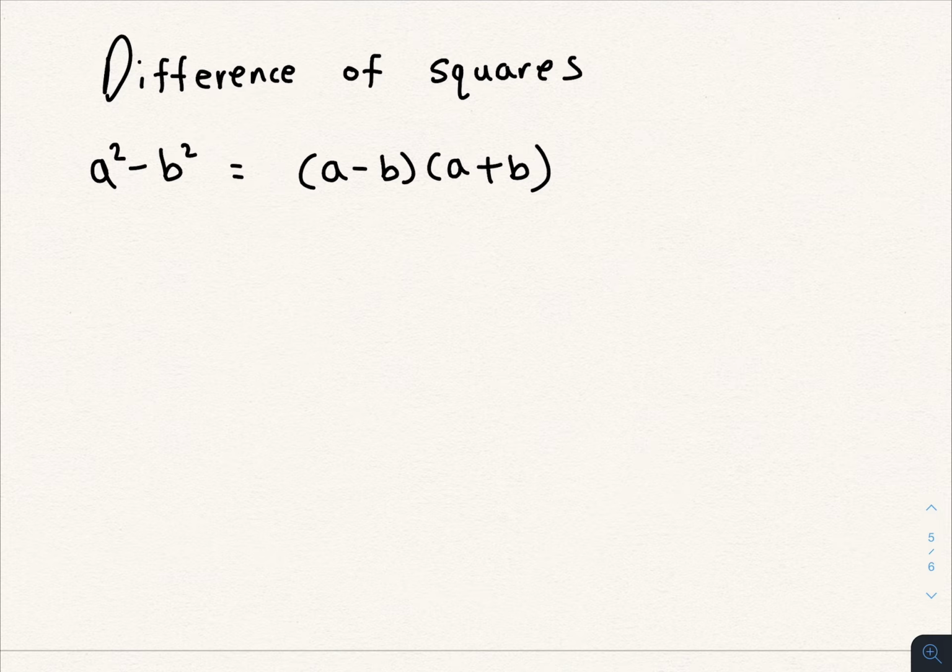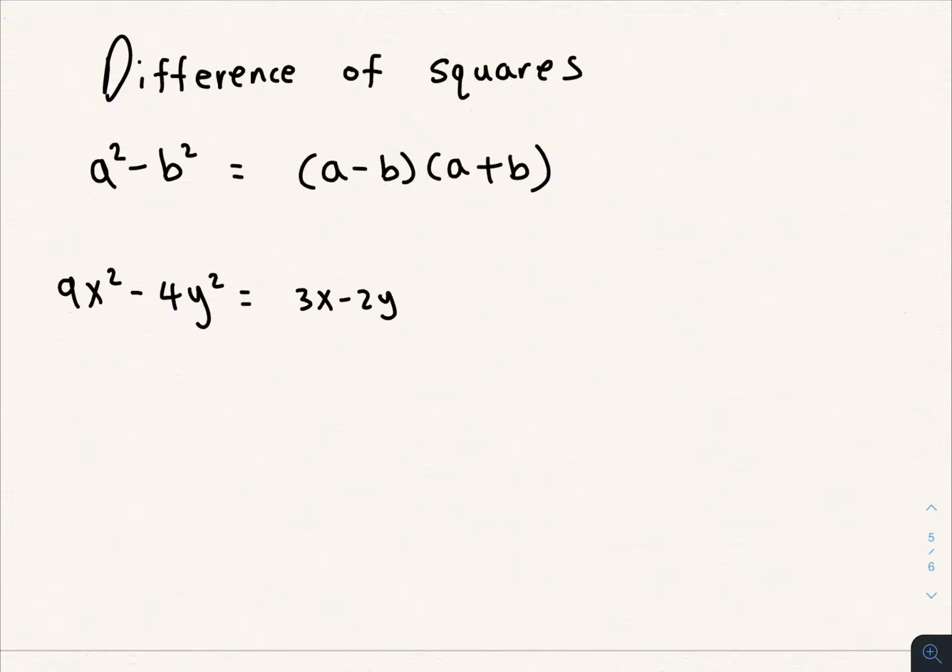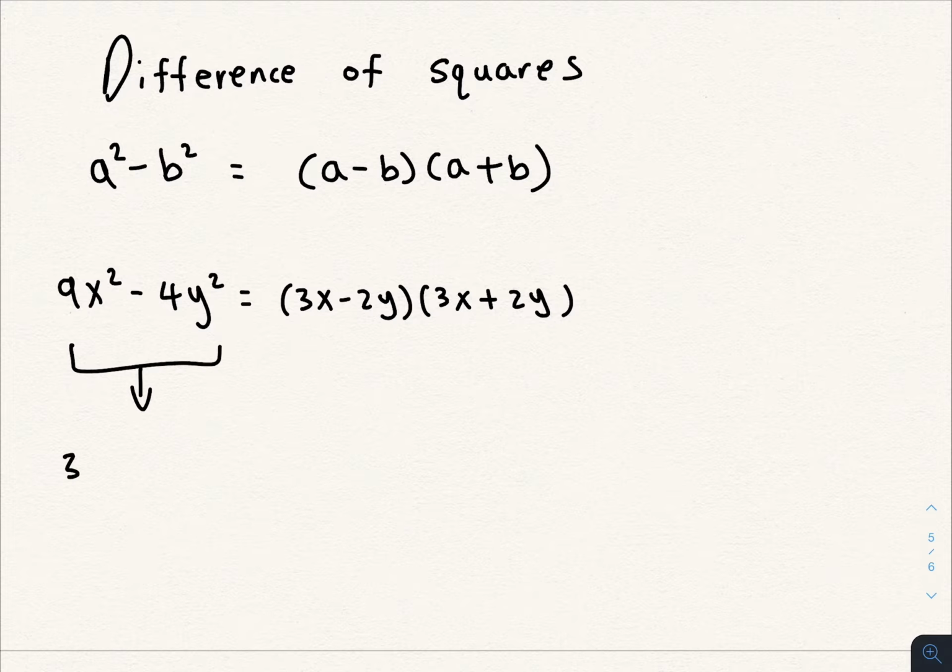So if you have something like 9x squared minus 4y squared, this would equal 3x minus 2y, brackets, 3x plus 2y. Like that. Because you can rewrite this as 3x all squared minus 2y all squared. It looks a lot like what's up here, right?